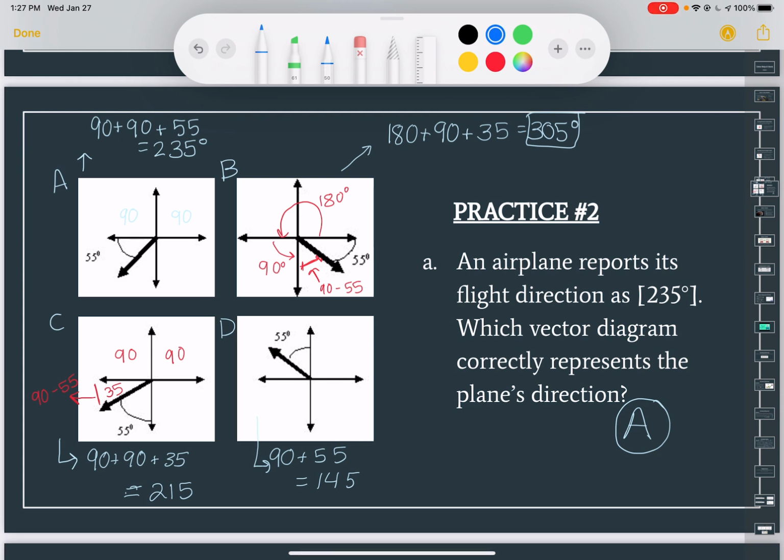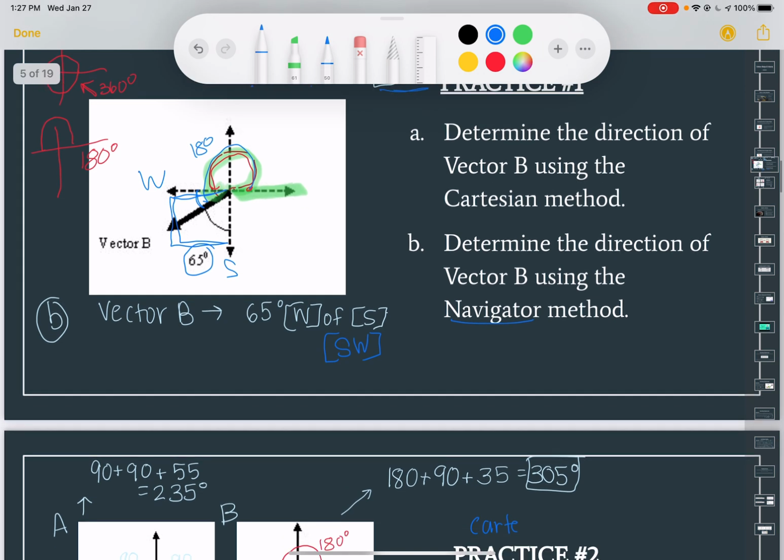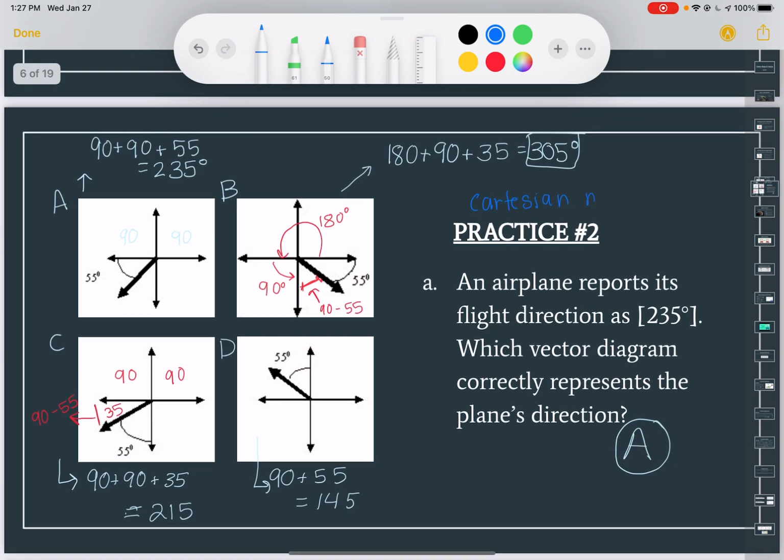So practice number 2 says an airplane reports its flight direction as 235 degrees. Which vector diagram correctly represents the plane's direction? We're looking at just 235 degrees, so we know they're not using the navigator method, because there's no north, east, or southwest. They're using the Cartesian method. So I'm going to write that here. I just need to be able to spell it. Cartesian. So this is the Cartesian method.